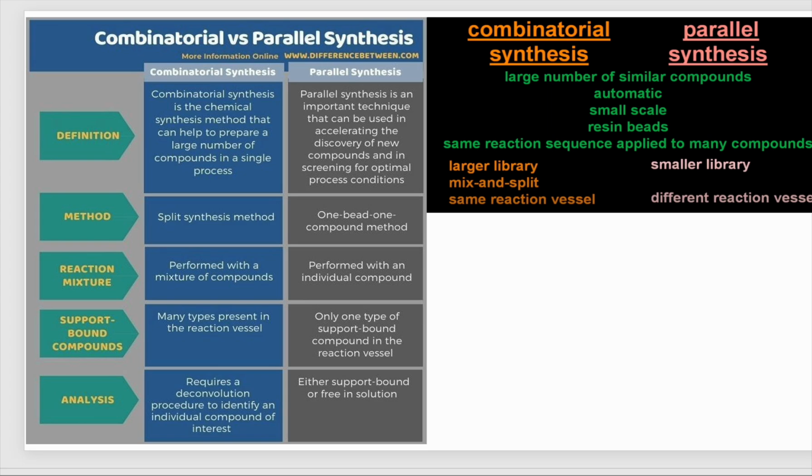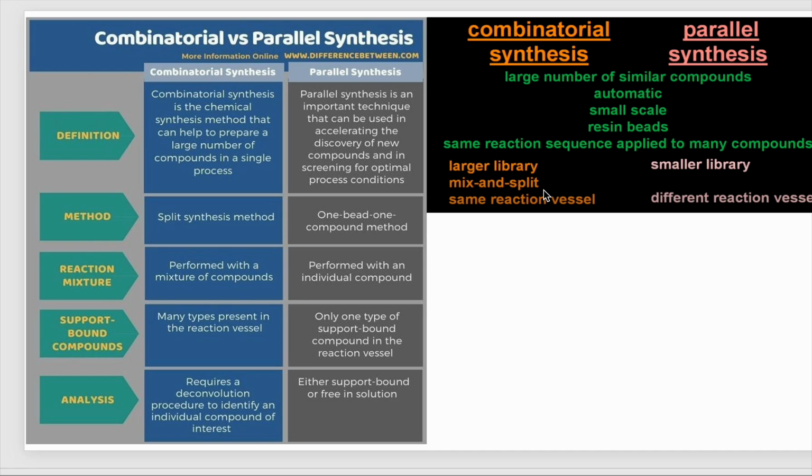You can just wash away the unreacted compounds. So the common thing here, you'll see a large number of similar compounds, obviously, because you're mixing them. Again, automatic, it can be small scale. Resin, if it's support, because it's supported, so it's resin beads. It's done on resin beads. Same reaction sequence applied to many compounds.